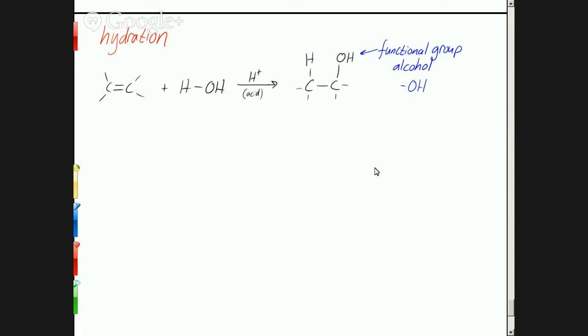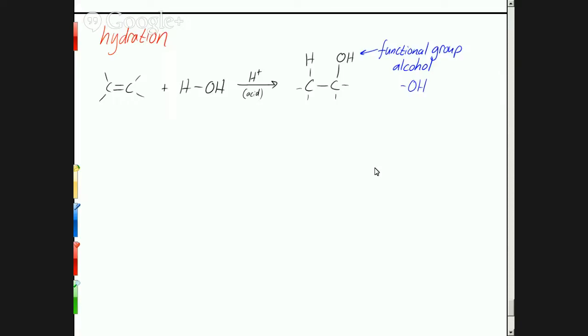I don't think we'll get into a lot more of these in chapter 12, so we'll stick with that one. I think if you look at the old exam, the old third exam, there was a question about functional groups. So I don't think we're going to get there on this one. All right, so that's hydration.